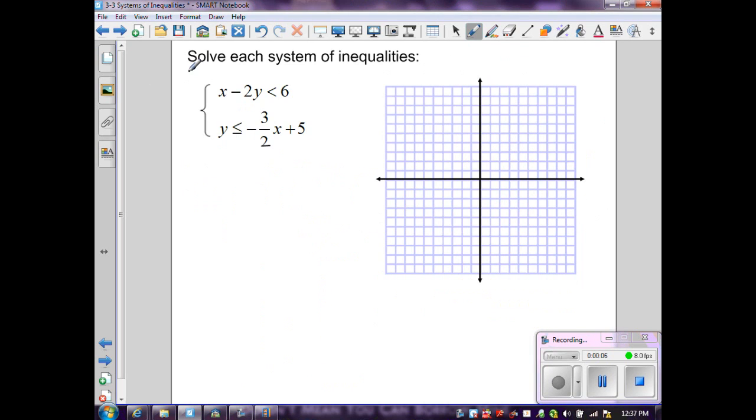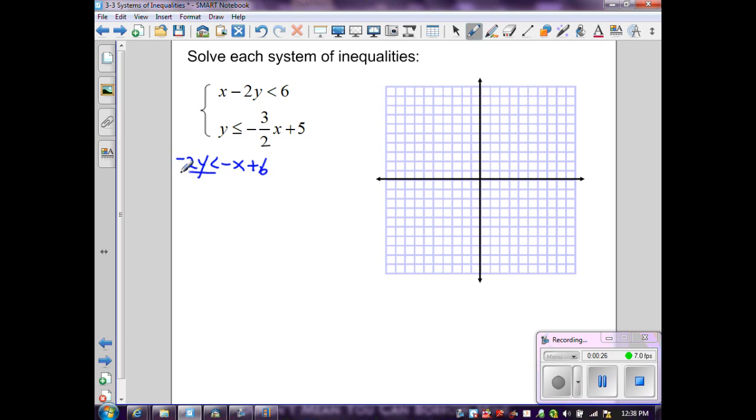Here's our next example. They want us to solve the system of inequalities. Here I'm going to graph these a little bit quicker. I'm going to use the slope-intercept form. And again, I still need to solve for y. So let's start out with the first inequality. I'm going to subtract x on both sides. That gives me a negative 2y is less than a negative x plus 6.